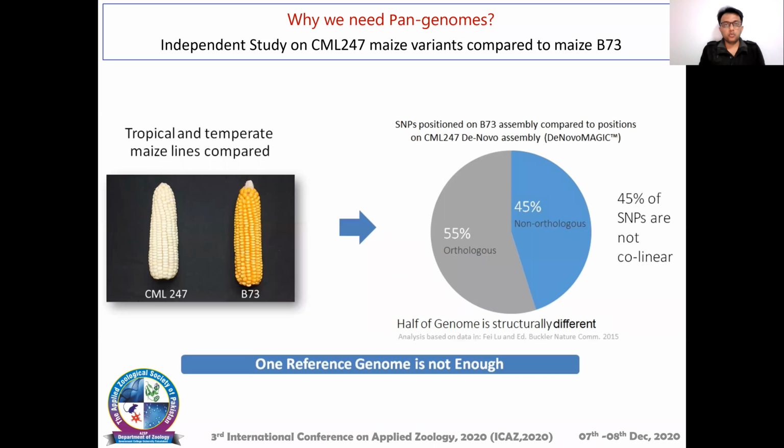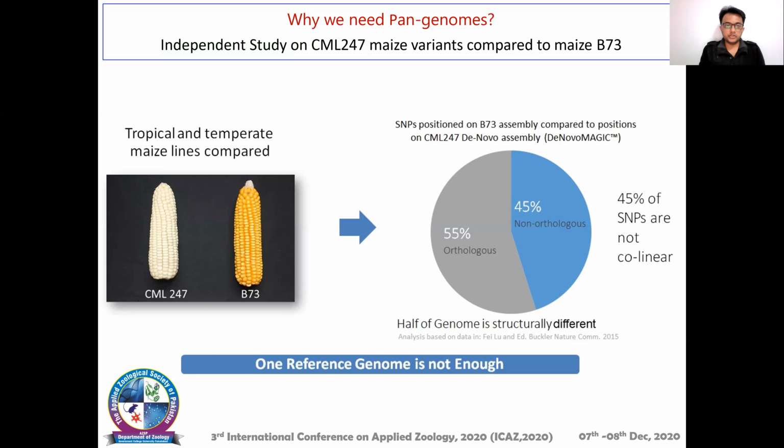Why do we need pan-genomes? There are a couple of published studies that highlight the importance of pan-genomes. I'm giving you the example of a paper published in Nature Communications in 2015, where the authors compared the tropical and temperate maize line genomes, and they found that 50% of their genome is structurally different from each other.